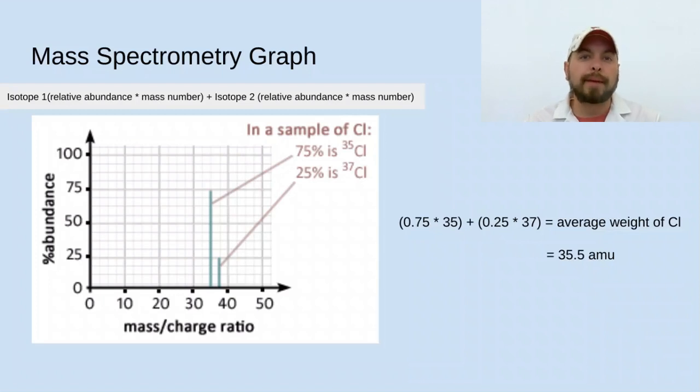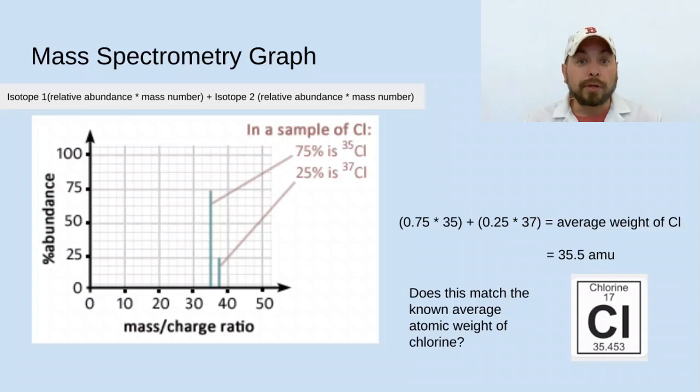So that would be the mass that ends up on the periodic table. And if we look at the periodic table, you can see that the mass of chlorine atoms on the periodic table is shown as 35.45, which is basically 35.5. So it matches the data that we saw in this mass spec run.